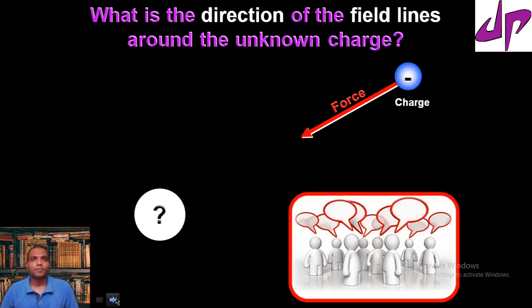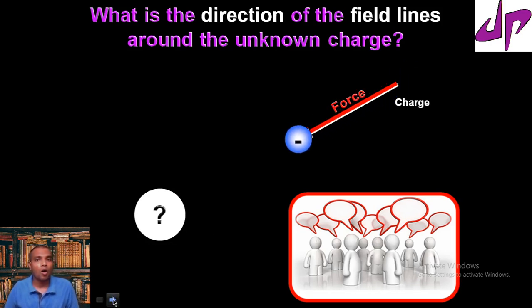Let us guess. What is the direction of field lines around the unknown charge? This is my unknown charge. Try to find out the direction of field lines. Here, to help you, this is a test charge and this is the force direction. Now, in this case, the test charge is not positive. The test charge is not positive. Can you guess?